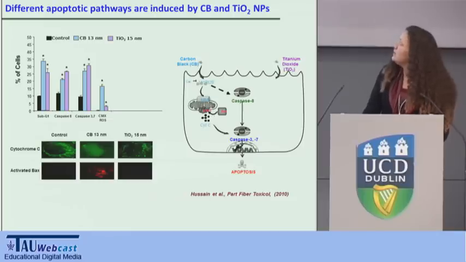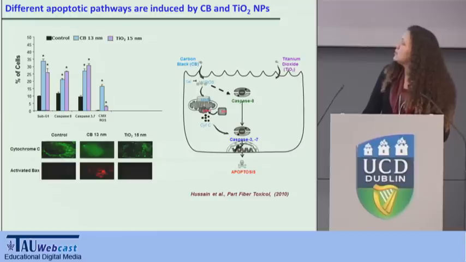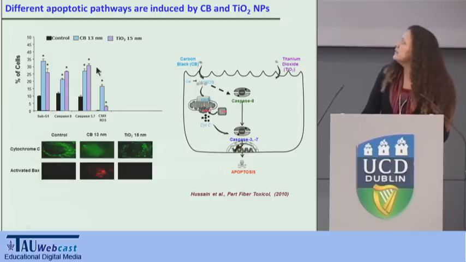So carbon black particles induce apoptosis via the mitochondrial pathway, and this is ROS dependent: all these events could be inhibited if you use catalase. And the catalase has no effect on the titanium-induced cell death.